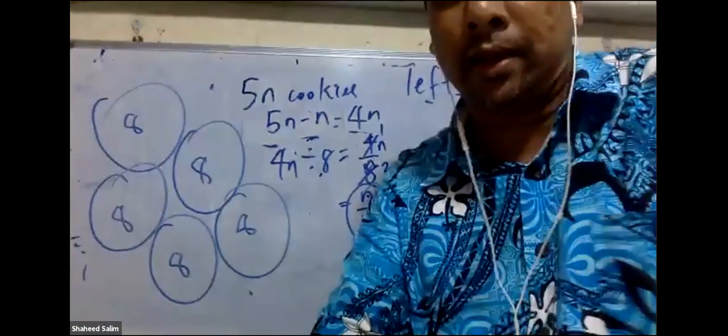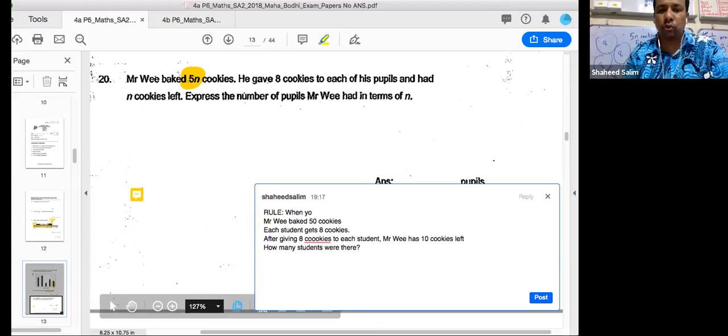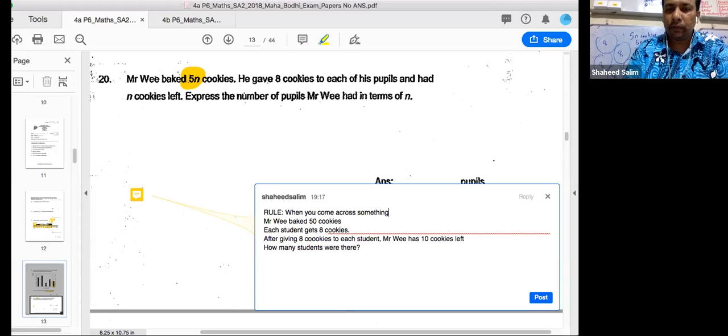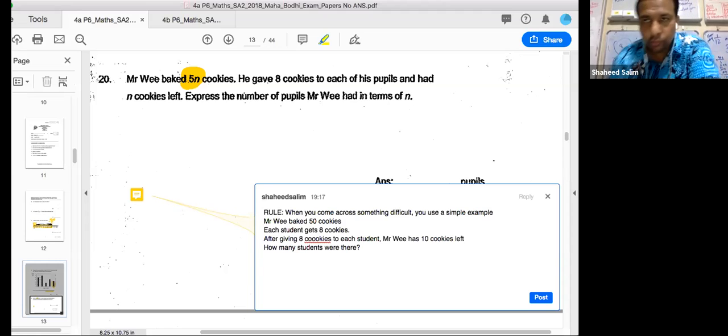The rule down here, you must remember because you need it in secondary school also. Now what is the rule? The rule is when you come across something difficult, use a simple example. You must do this. Now, this story, I'm sure you have heard of this story.